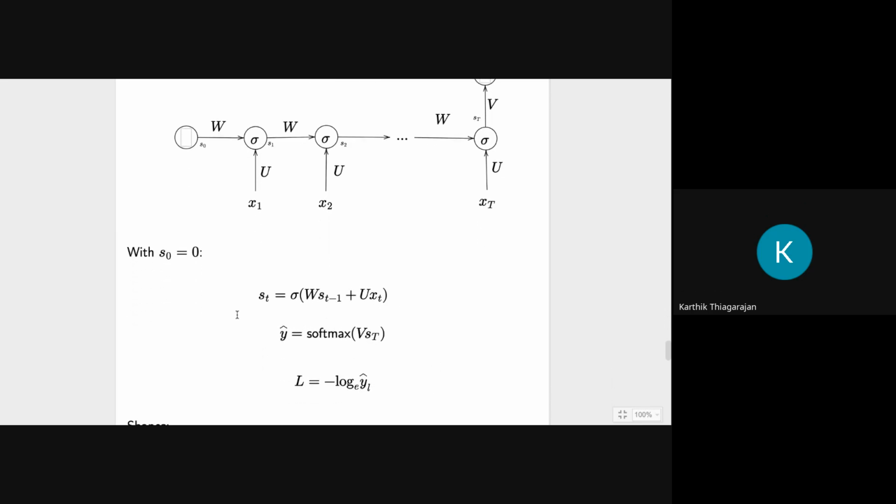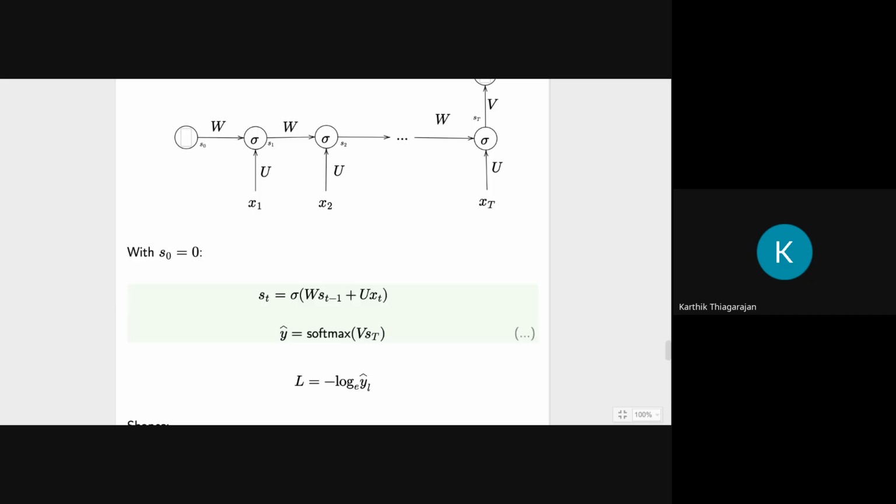Now you have the equations. Assume it's a classification task, so your state will be like this. You take W and multiply it with the previous state vector, and the current time step input you multiply with U. This is just a linear combination of the previous state and the current input, and then there's a sigmoid nonlinearity on top of it. That will give you the current state.